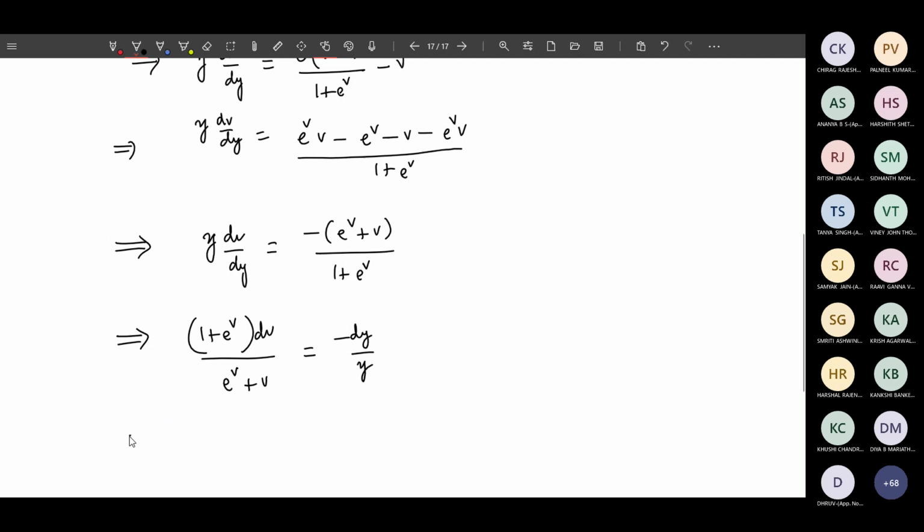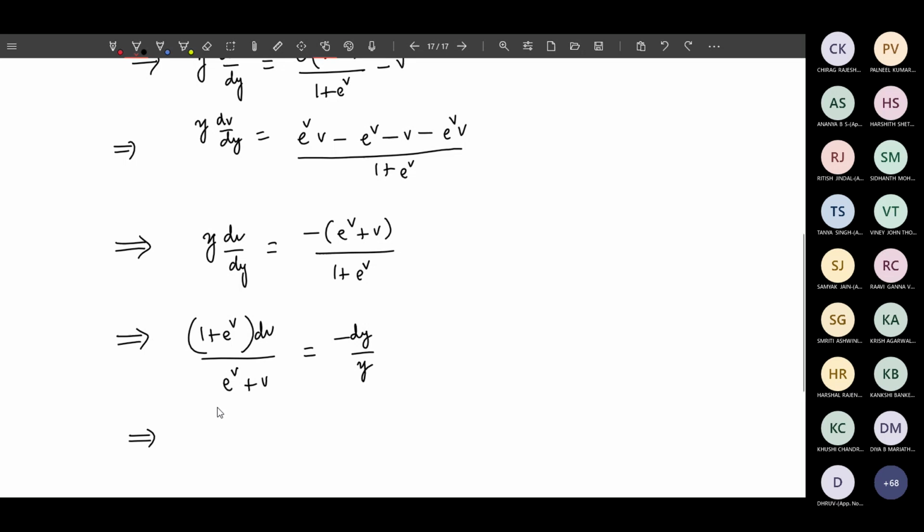Suppose if you separate the terms here, 1 upon integral. Sir, we don't need to separate now, because e raised to v plus v can be taken as t. So the numerator will be dt. Yeah, that's anyway you can do it. Integration part is not a problem.